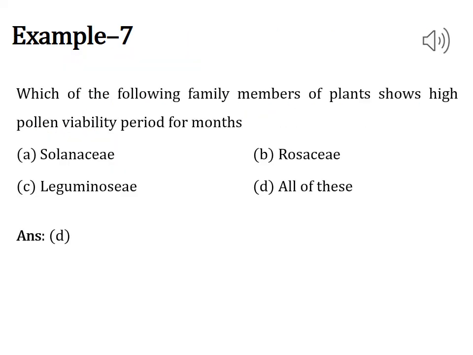Example 7: which of the following plant families shows a high pollen viability period for the month? Pollen viability period means a certain period in which pollens are able to fertilize or reproduce. Okay, that is the thing for a month. The options are Solanaceae, Rosaceae, Leguminaceae, and so on. Usually in all of these, the pollen viability period for a month is very high. So the answer is D.